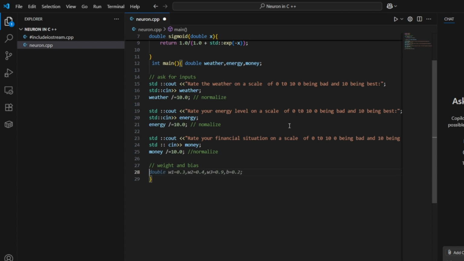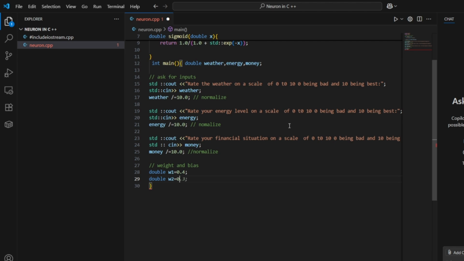Now, our neuron has three inputs. Each input is a piece of information about the user's current state. Imagine a real neuron in your brain receiving signals. This is the computer version of that. So you're going to put your inputs within a scale of 0 to 10, and the neuron will understand this in a manner that 0 is its worst condition and 10 is its best condition. Next up, let's assign weights.